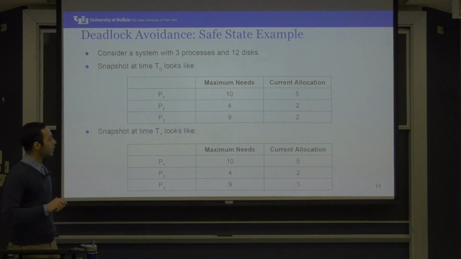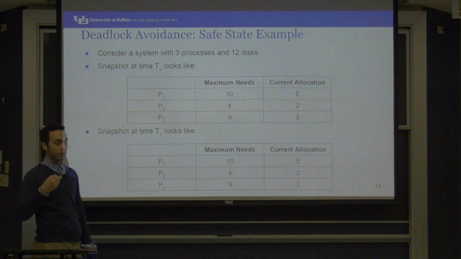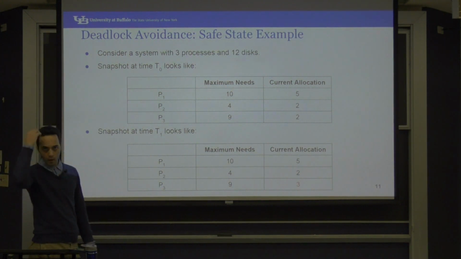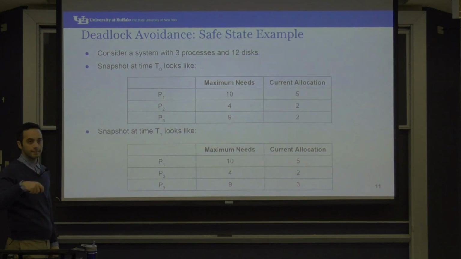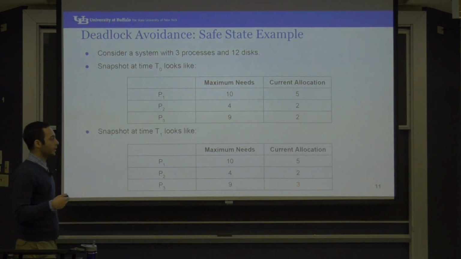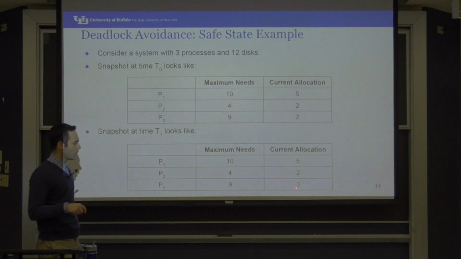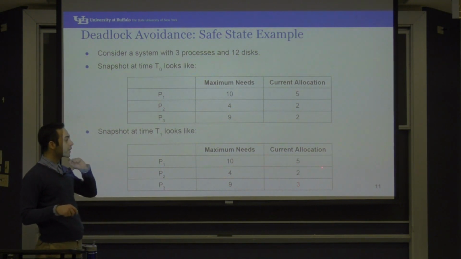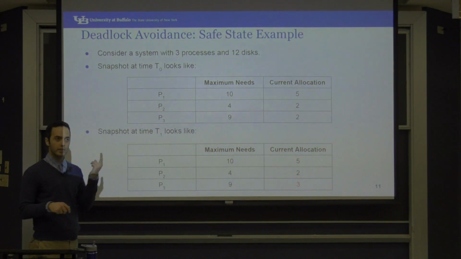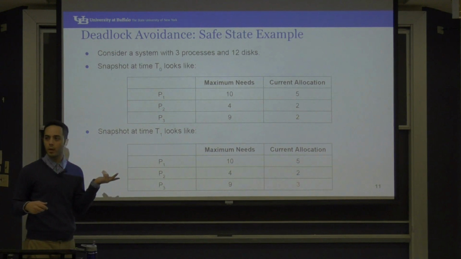Let's now have a request by P3. Remember, the sequence that we came up with was P2, P1, P3. So if P3 requests the 3rd disk, should we grant it or not? Let's see. It seems fine because we had 3 available. If we grant 1 to P3, then we still have 2 left that P2 can use. So there's no problem, right?